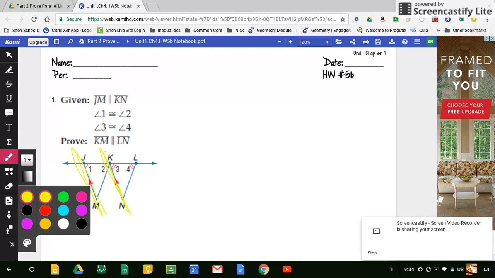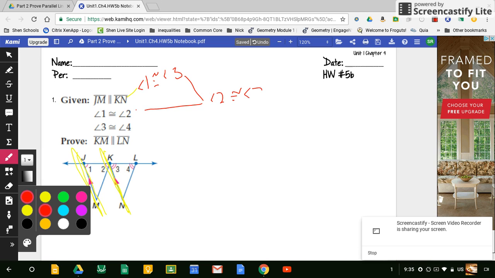But we don't have any alternate interior because there's nothing on the alternating side or exterior. We do have some corresponding. And we don't actually even have same side interior. Corresponding is our only option. So this set of parallels does tell us that angle 1 is congruent to angle 3. They're corresponding angles. But we know that angle 1 is congruent to angle 2. So if we linked these together, we could say 2 is congruent to 3.